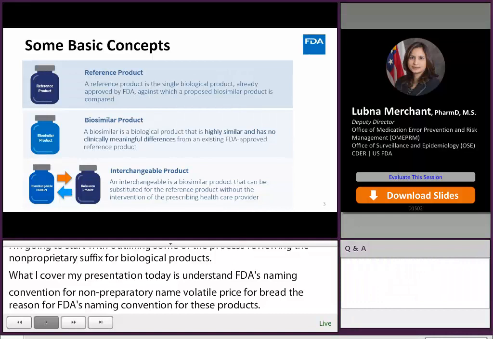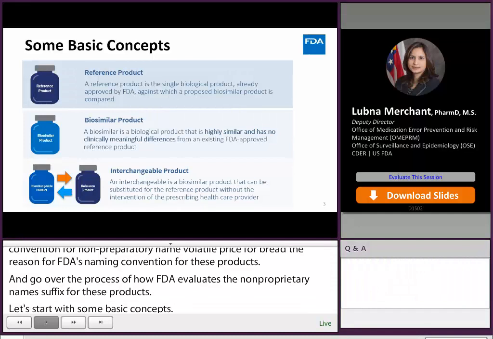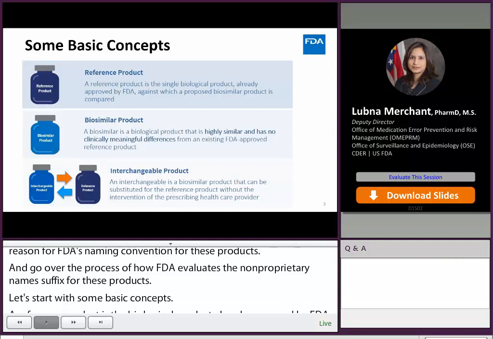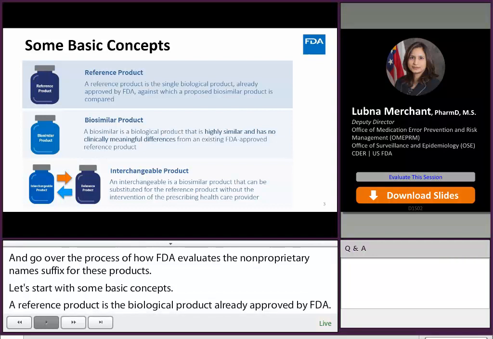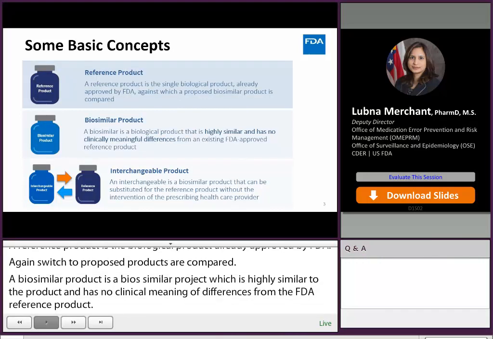A reference product is the single biological product already approved by FDA against which a proposed biosimilar product is compared. A biosimilar product is a biological product that is highly similar to the reference product and has no clinically meaningful differences from the FDA-approved reference product. An interchangeable product is a biosimilar product that can be substituted for the reference product without the intervention of the prescribing healthcare provider.